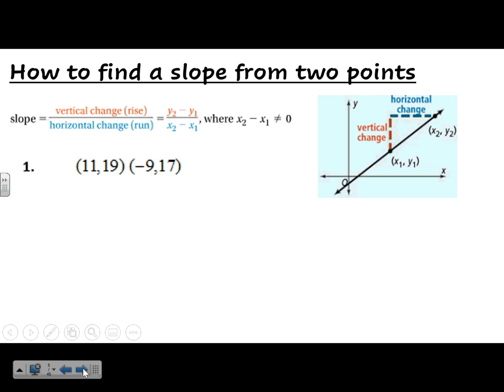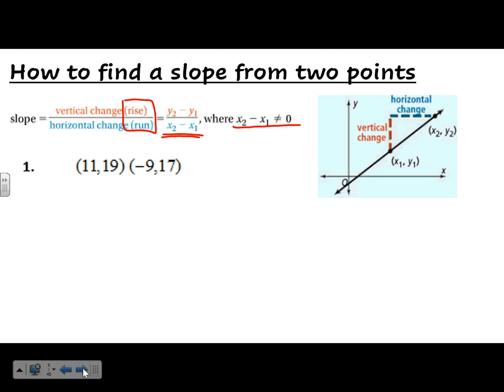So talking about slope, the vertical change over the horizontal change, the rise over run, we'll talk about that a little bit later. The one we're going to use for this section right here is this formula, y2 minus y1 over x2 minus x1. And then they specify where the denominator can't be 0. They put that to be specific. I wouldn't worry about that because if the denominator is 0, it is a vertical line.